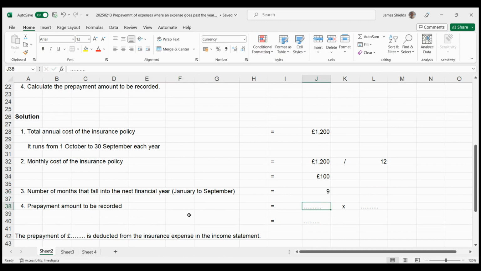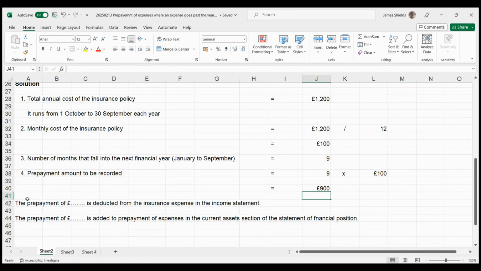So the prepayment amount to be recorded, it's 9 months, and the amount per month is £100. So the prepayment then is going to be £900.